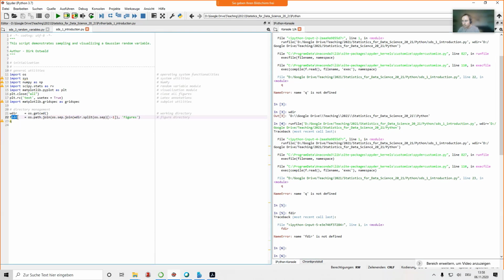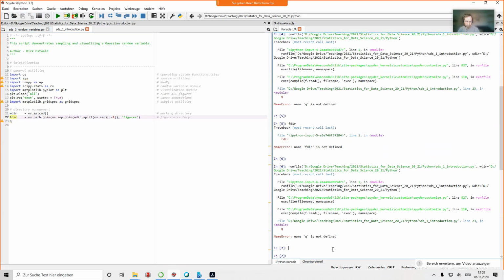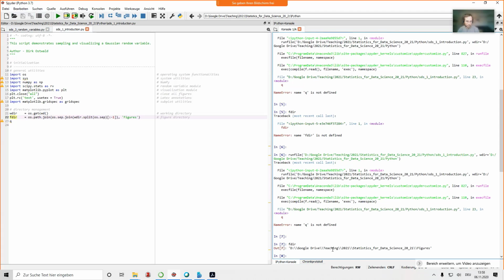Oops, that's a typo. Good, that looks good so far. So this is all just overhead, initialization overhead, but gets me into a working position.